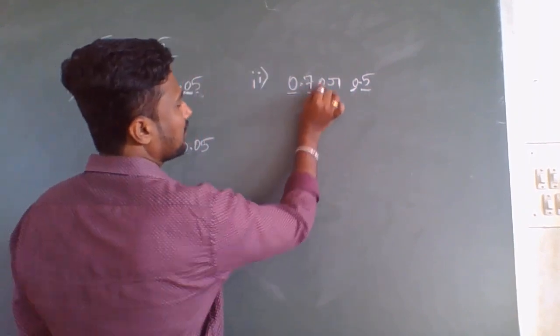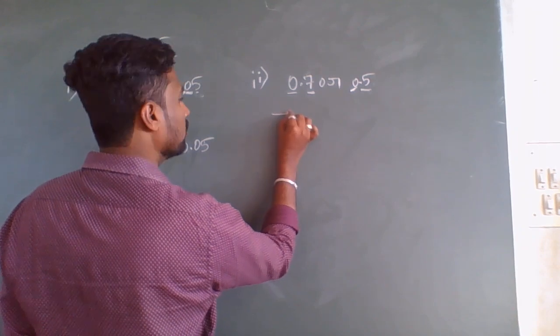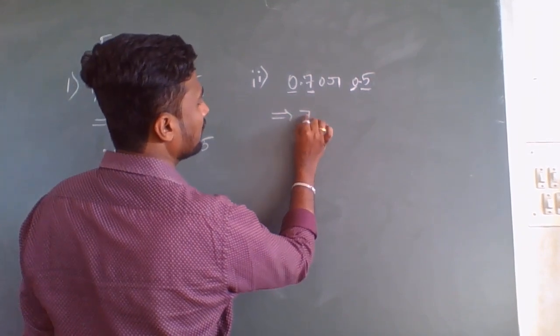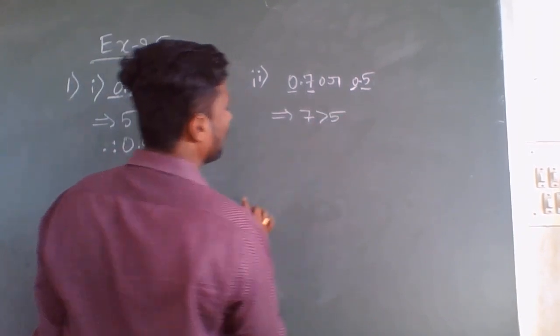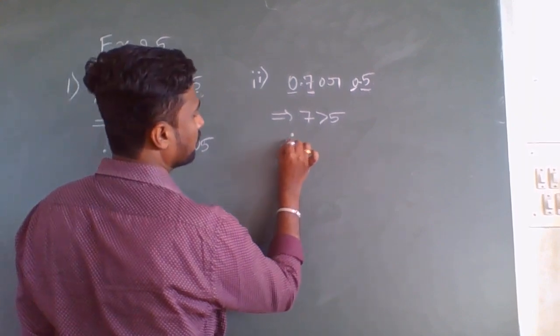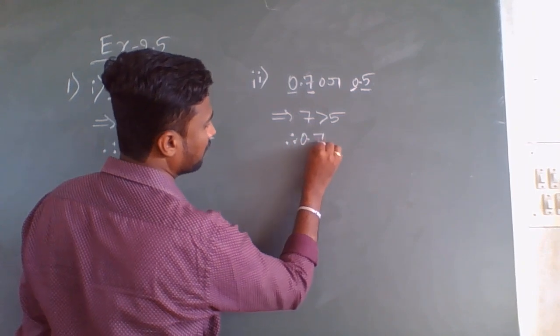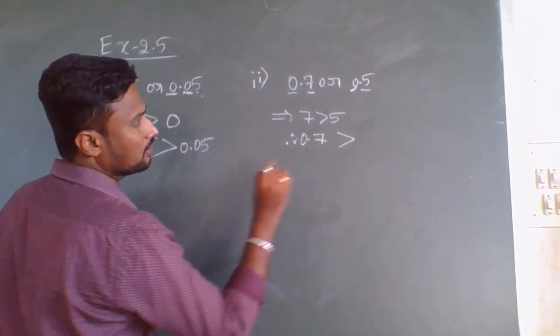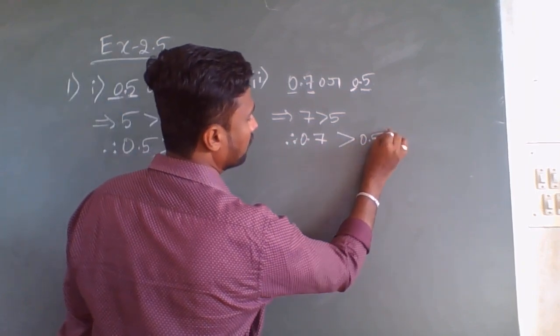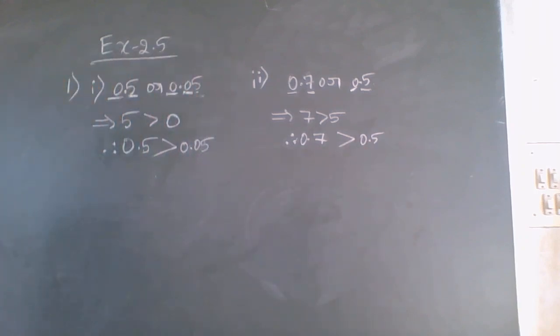We know that 7 is greater than 5, so we can write that 7 is greater than 5. Okay, so now where 7 is there? Here. Therefore 0.7 is greater than 0.5. Okay, so now we will see the next problem.